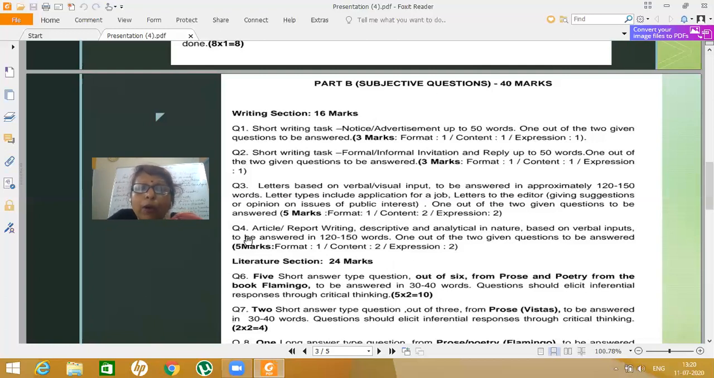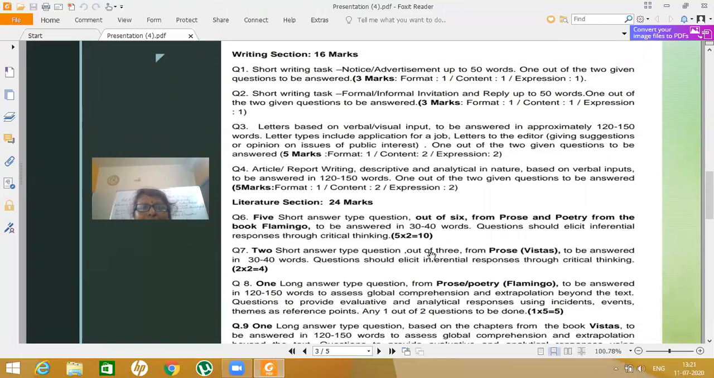Question number 4 is article or report writing. Now, 2 questions will be there, out of which you have to attempt 1. Again, you can see descriptive and analytical in nature, based on verbal inputs to be answered in 120 to 150 words. I'll come to this word limit part at the end once again. 1 out of the 2 given questions to be answered, it will be again of 5 marks: format 1, content 2, expression 2. Now, let us come to the 24 marks that we are left with.